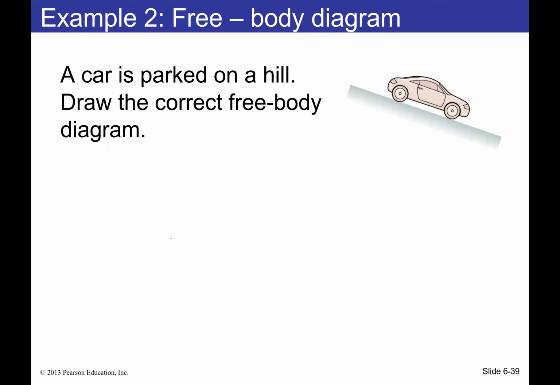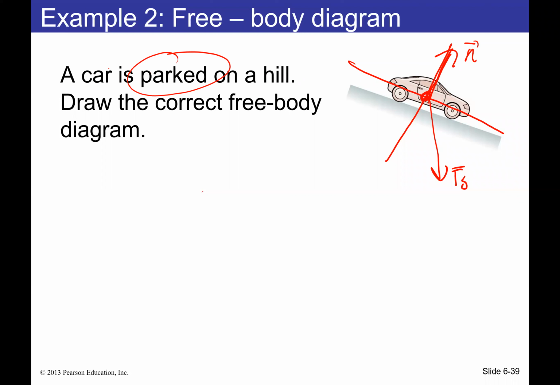So another one: a car is parked on a hill. Draw the correct free body diagram. Again, what we have here is a car that is parked, so we draw the coordinate system like this, such that the car is at the center. Now we have gravity acting on it like this, and there's a normal force acting like that. But the car here is in equilibrium. Why? Because it's parked. So it's a static equilibrium. The previous one was a dynamic equilibrium.